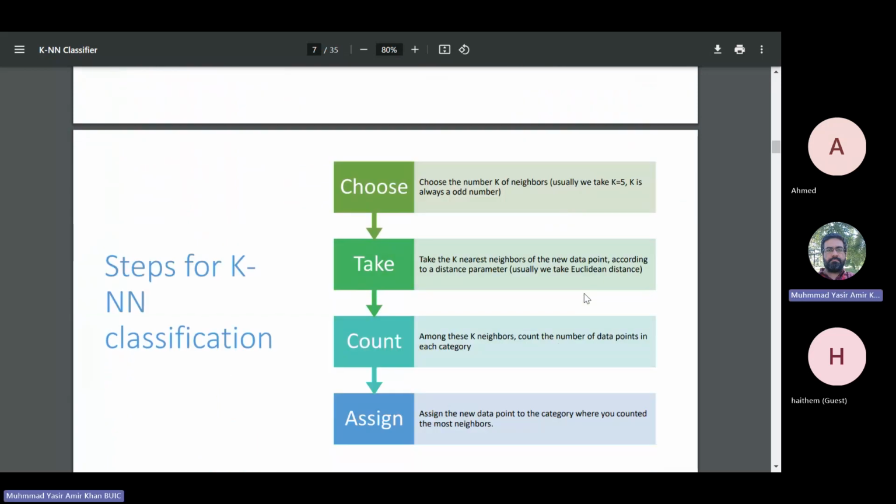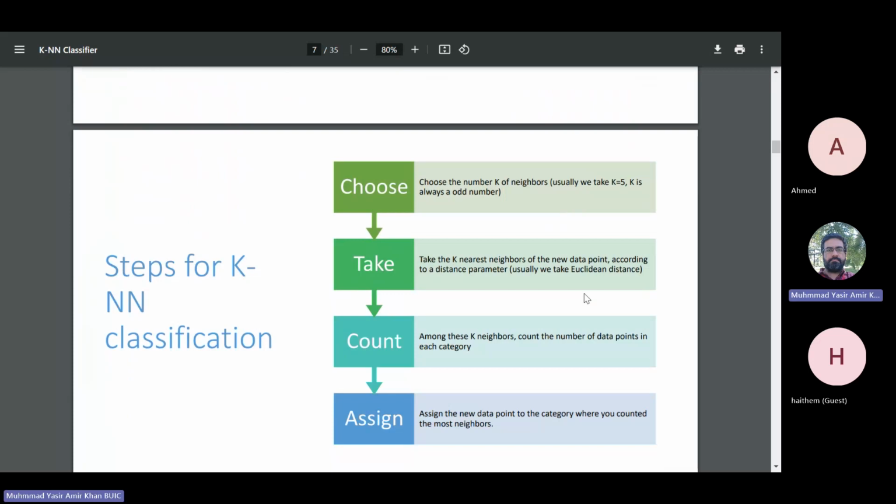So, steps for KNN classification. First of all, choose the number of K neighbors. We have to identify the number of K neighbors. Usually we take K equal to 5. K is always an odd number; we don't take an even number. K is the number of neighbors of the new data point. If K is 5, this means we'll be considering five different neighbors of that new data point. Then, take the K nearest neighbors of the new data point.